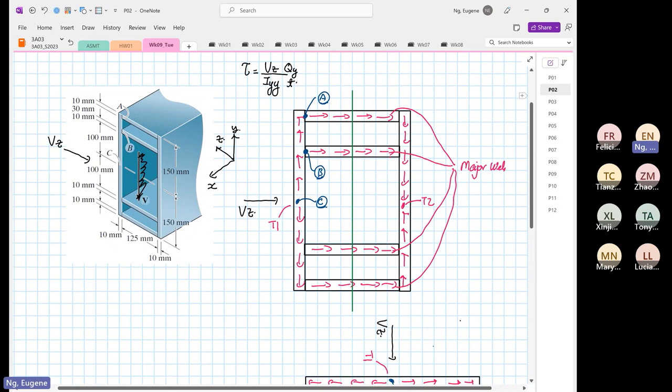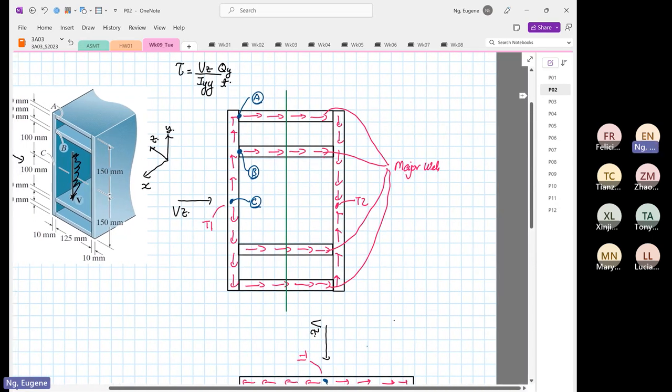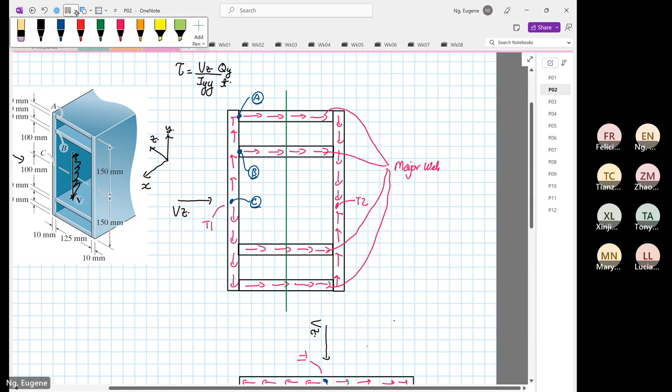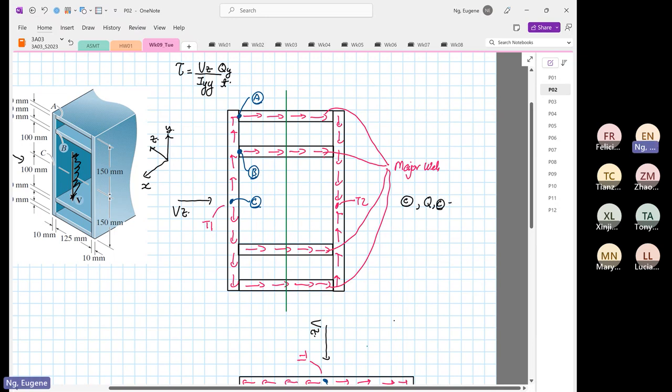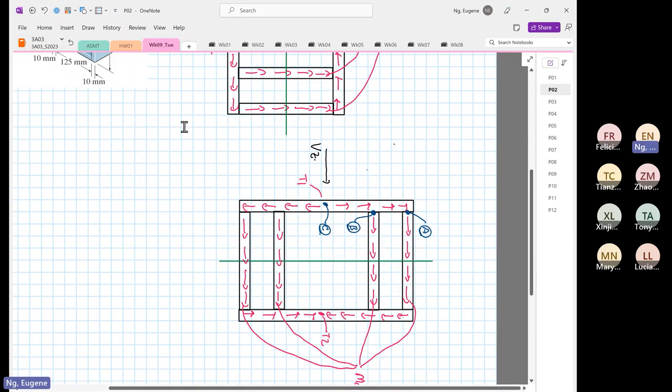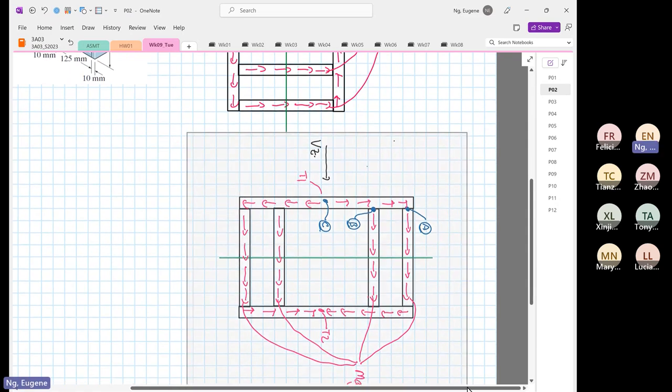So now for point A or point C, if we look at point C, right, point C. The Q of point C is equal to 0 because it's a terminal. Right. And then at point B, you know that is a box beam. So for point B, I'm going to see if I could move this away.